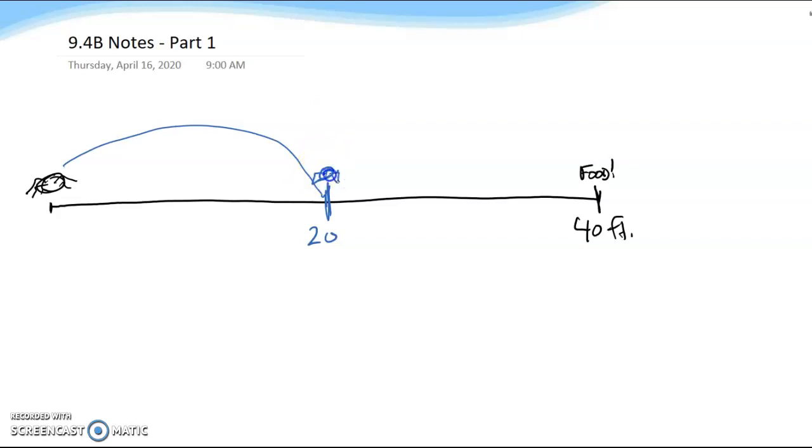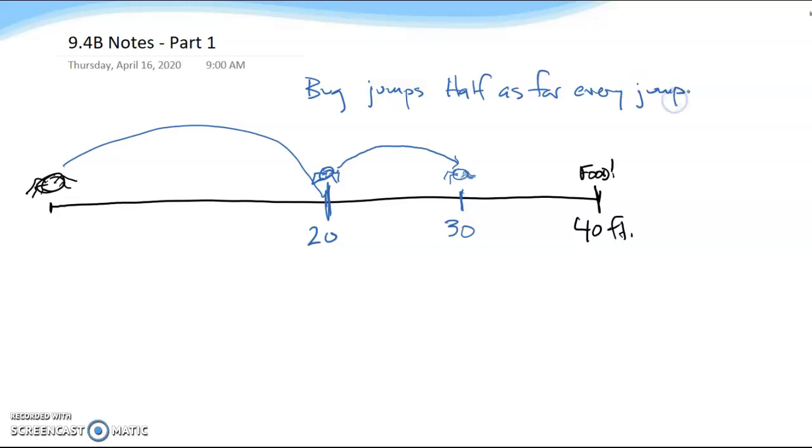And this bug is so excited that he's kind of overexerted himself, so that now his second jump, he can only jump half as far as he did before. So his next jump, although he's excited, he can only go 10 feet because he was so exhausted from that previous jump. All right, and so now he is clearly at 30. And that's our bug. So the bug who jumps half as far every jump. And that's the story. Okay. So this bug is going to keep jumping because he wants that food.